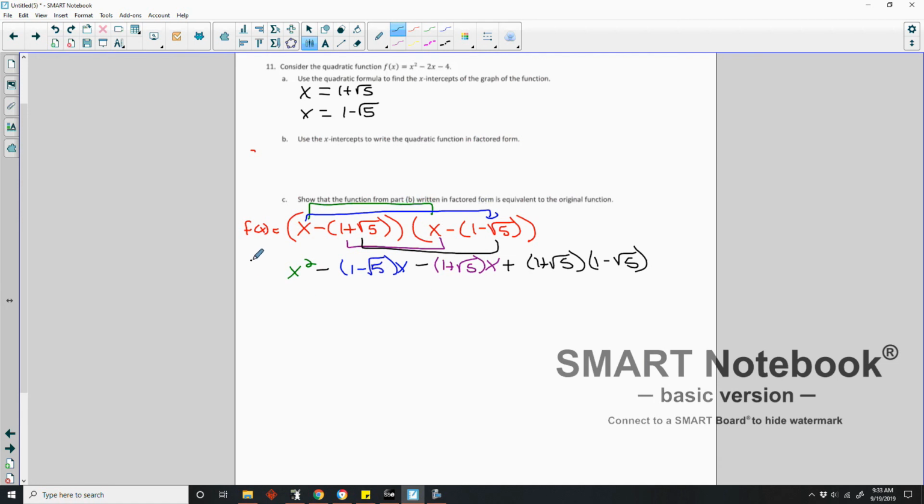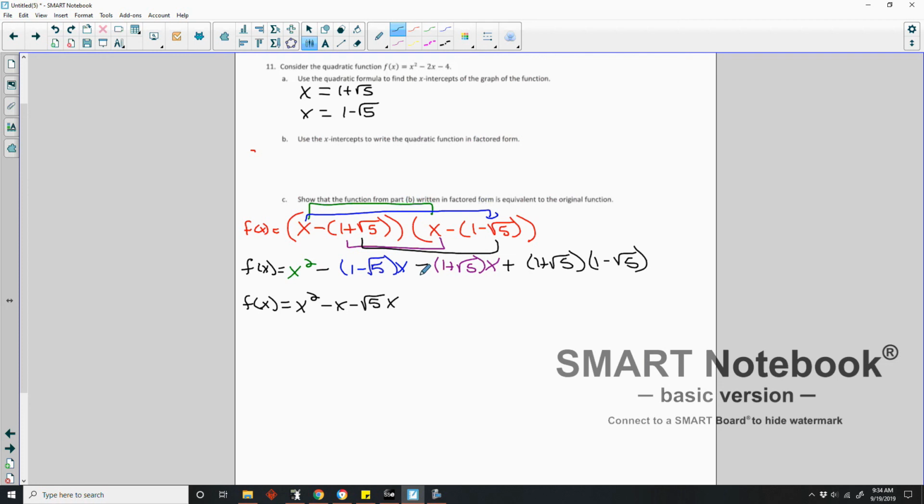So, it should also say f of x equals, and f of x equals, and we get x squared. All right, so now we have minus 1 minus root 5 times x, and minus 1 times 1 plus root 5 times x. Okay, so now I'm going to distribute. So x times 1 is minus x. X times a negative 5 is minus root 5 x.